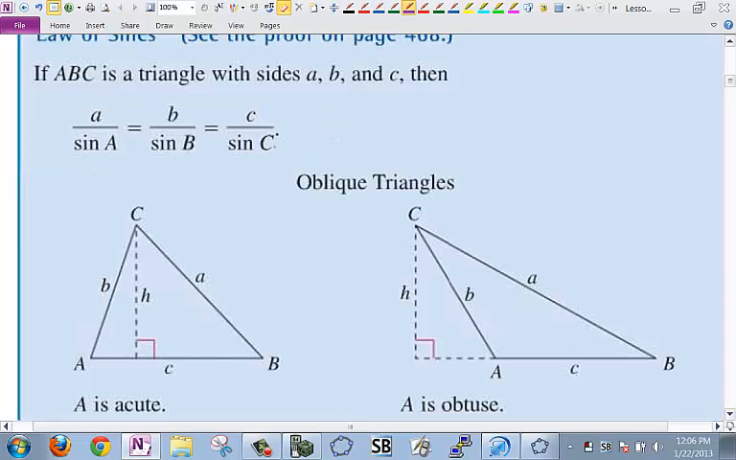All right. Let's do a quick proof that A divided by sine A is in fact equal to B divided by sine B. And we will use this picture right here to do it. According to this picture right here, what is the sine of angle A?